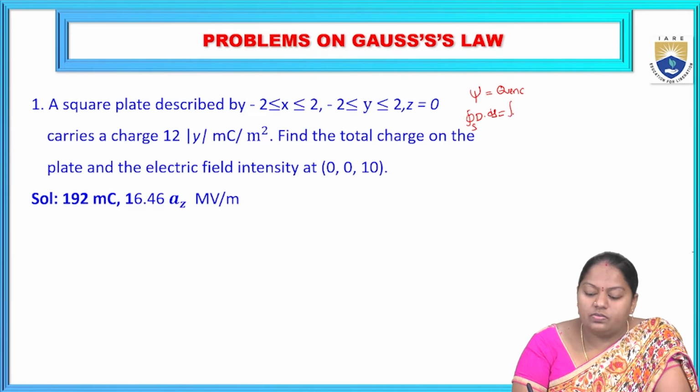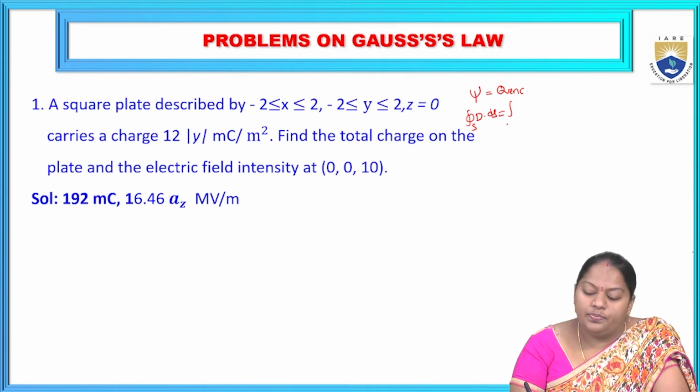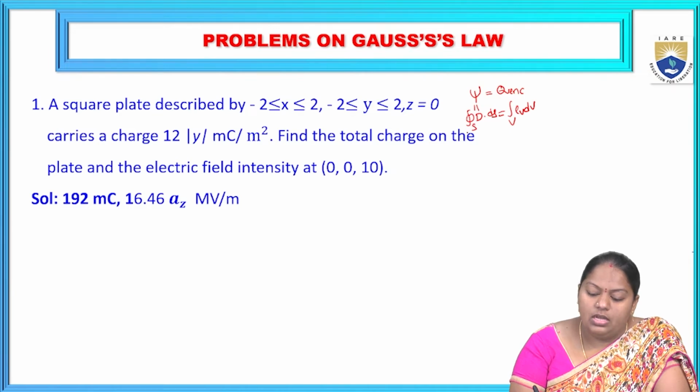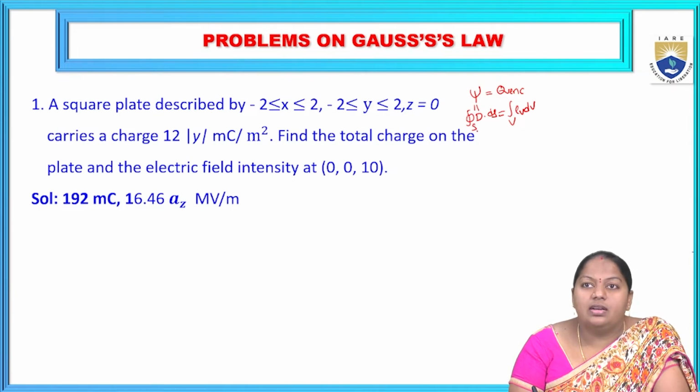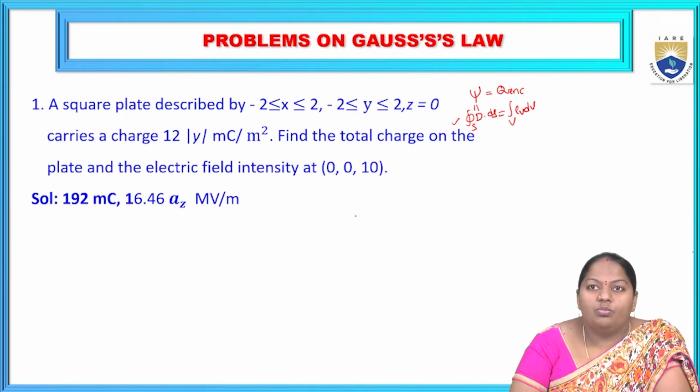Charge enclosed means we are closing the surfaces, which leads us to a volume. Hence it is the integral over V of rho V dV. So psi is equal to the closed surface integral of D dot dS, and Q enclosed is equal to the integral over V of rho V dV, where D is the electric flux density and rho V is the volume charge density. Depending on this Gauss law, we are going to solve some problems.